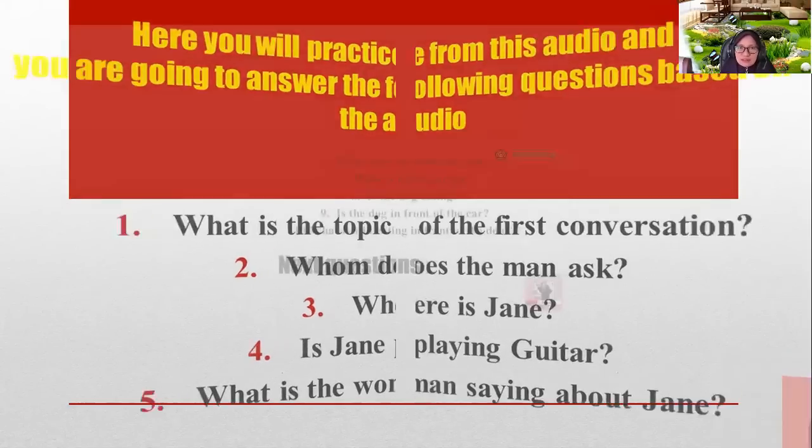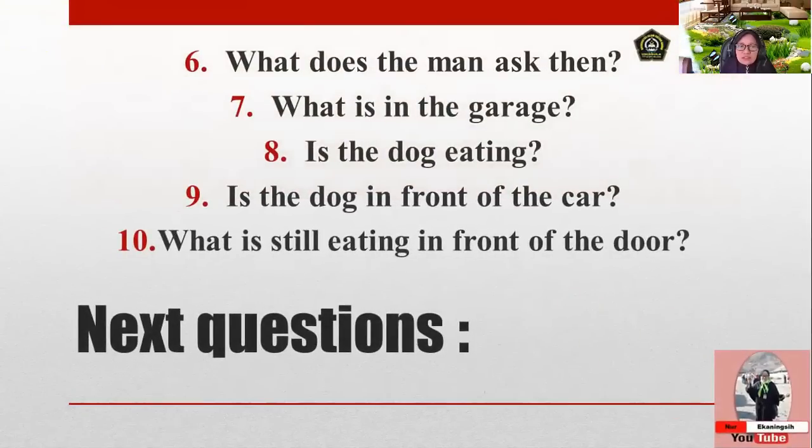The sixth question, we are going to take a look. What does the man ask then? Still about the first audio. 7, what is in the garage? Number 8, is the dog eating? Number 9, is the dog in front of the car? The last question, number 10, what is still eating in front of the door?